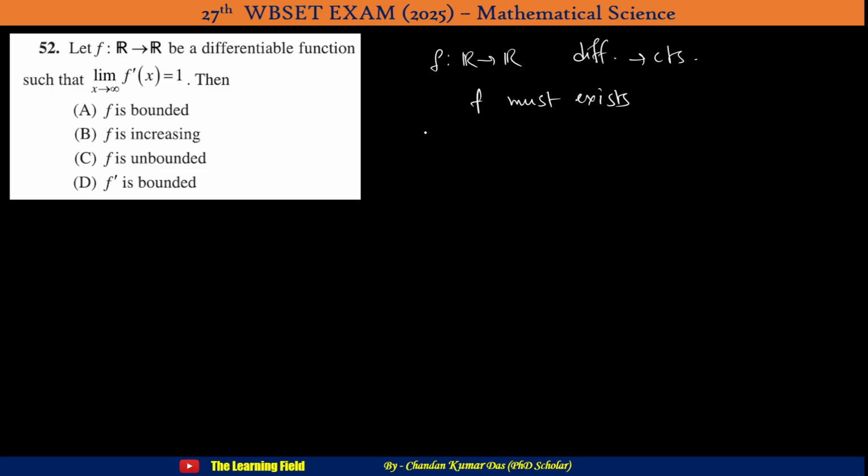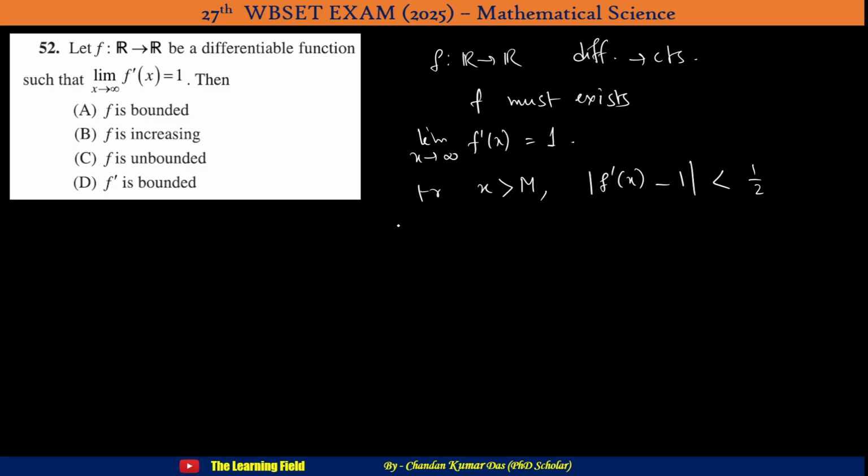Fine. Now given that the limit of f dash x as x tends to infinity is equal to 1, what is the meaning of this? That means for sufficiently large m, we can write that mod of f dash x minus 1 is less than any epsilon. We can take this epsilon as half.